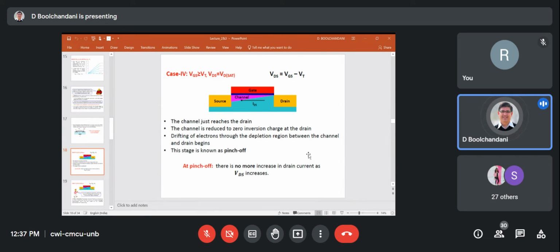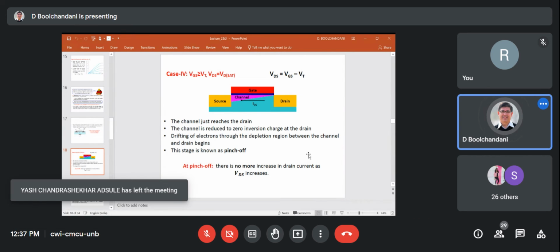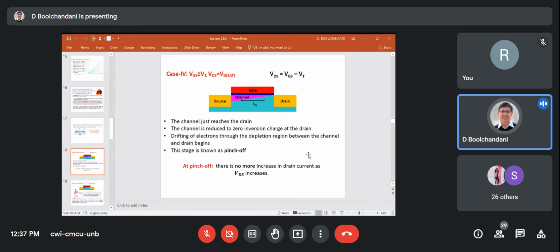So what we have seen is that when your VDS is smaller than VGS minus VT, the concentration of the electrons in the channel region is determined by the gate voltage. And it is uniform across the channel. Whatever is the concentration of electrons at the source, the same is the concentration of electrons at the drain region. If your VDS is smaller than VGS minus VT, you have a uniform channel region between source and drain region.